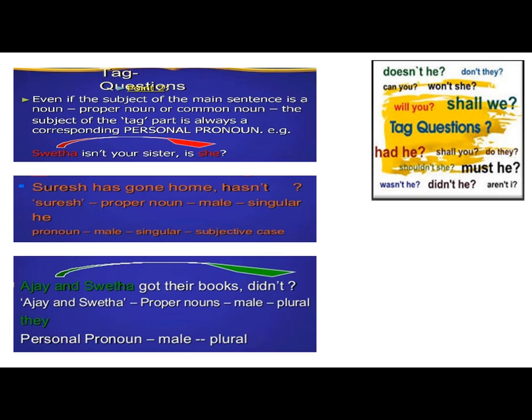Next example, Ajay and Shweta got their books, didn't they? Then what pronoun do we want to use here? Ajay and Shweta. They are proper nouns, male and then female, plural. So we want to use the pronoun they here. Personal pronoun, plural.